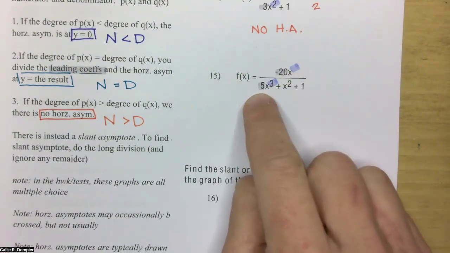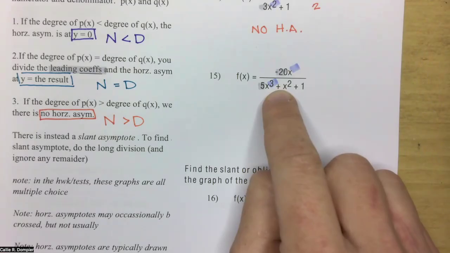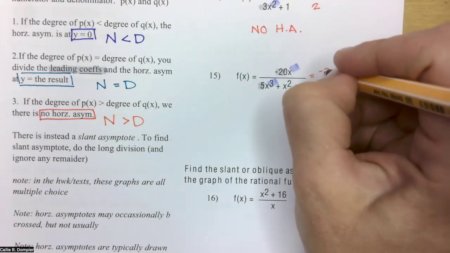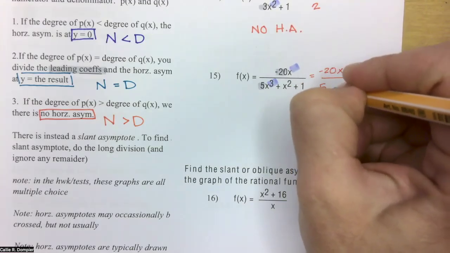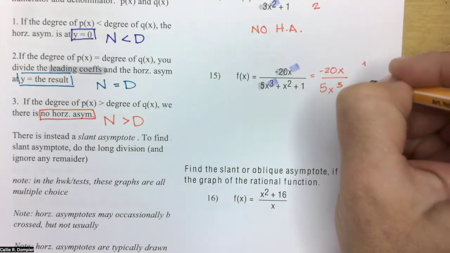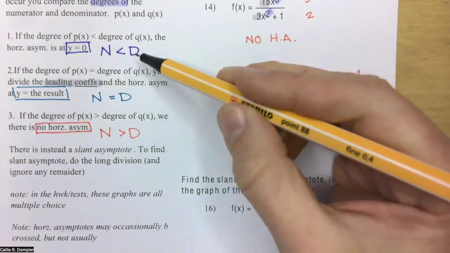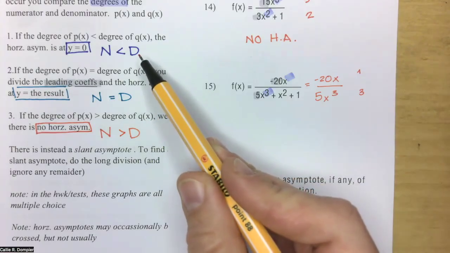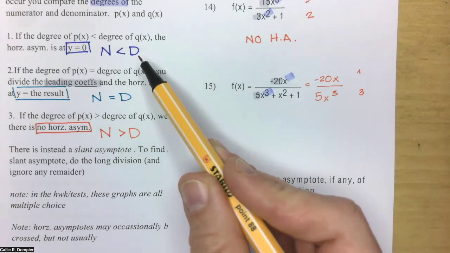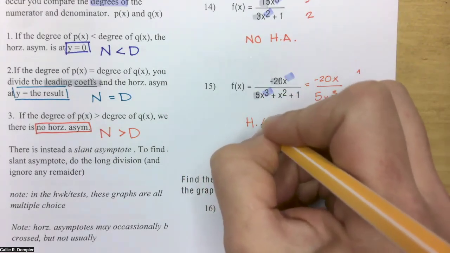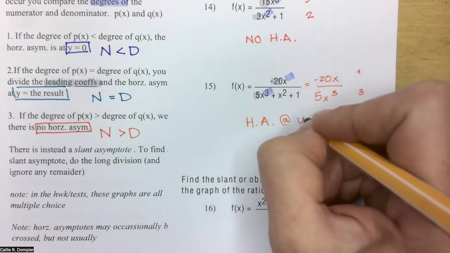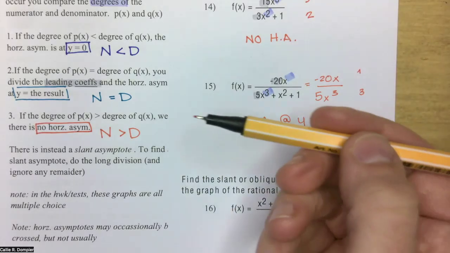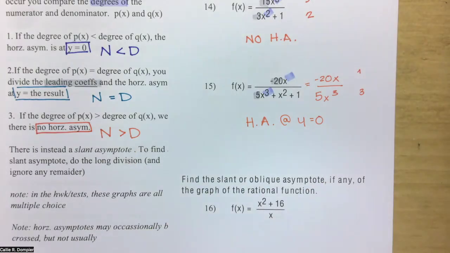15, f of x equals negative 20x divided by 5x cubed plus x squared plus 1. We just ignore all of those, so that just becomes negative 20x over 5x to the third, and then we're just really looking at that 1 and that 3. Is 1 less than 3? Is 1 equal to 3? Or is 1 greater than 3? 1 is less than 3. So we're going to say horizontal asymptote at y equals 0. If you were to graph this, you would see that the line, as we go out that way and out that way, the graph approaches y equals 0.